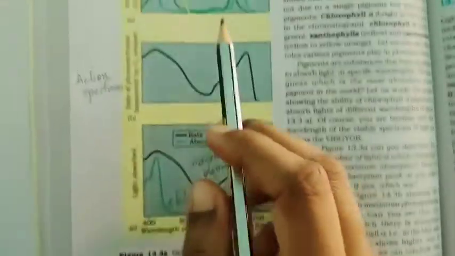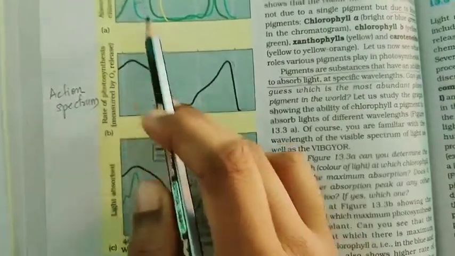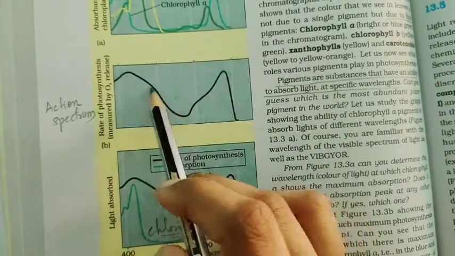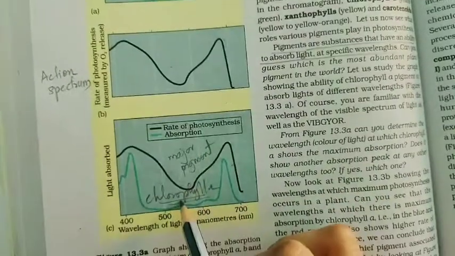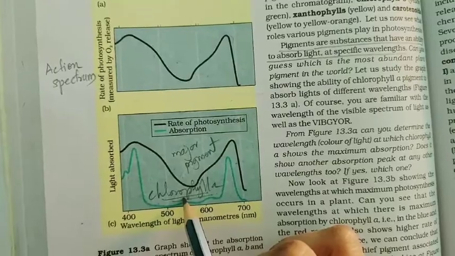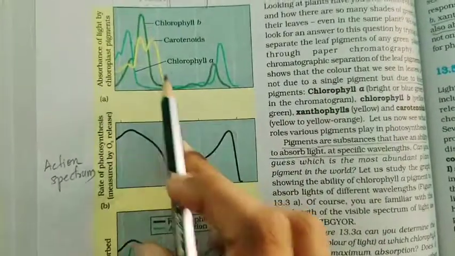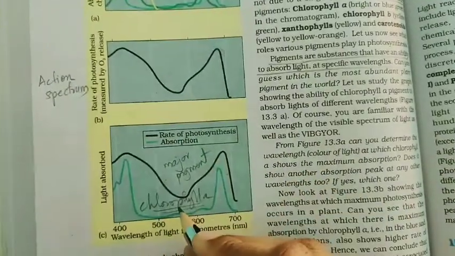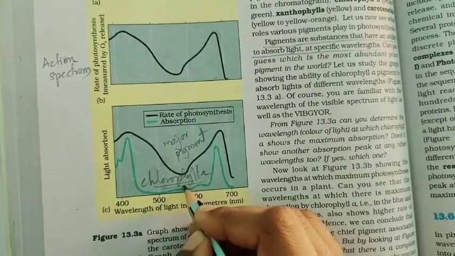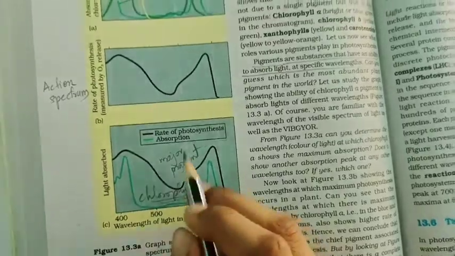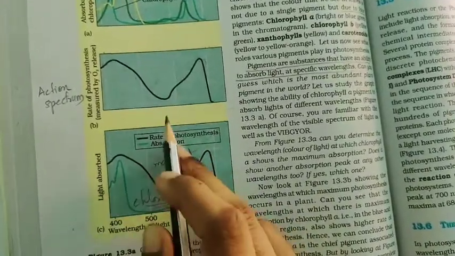See, other pigments are also involved in other parts of photosynthesis. They are there here too, but the peaks we get are from the absorption spectrum of chlorophyll A. Other pigments are also involved. So even though we say that chlorophyll A is the chief pigment or the major pigment in photosynthesis, the other pigments are also taking part in photosynthesis.